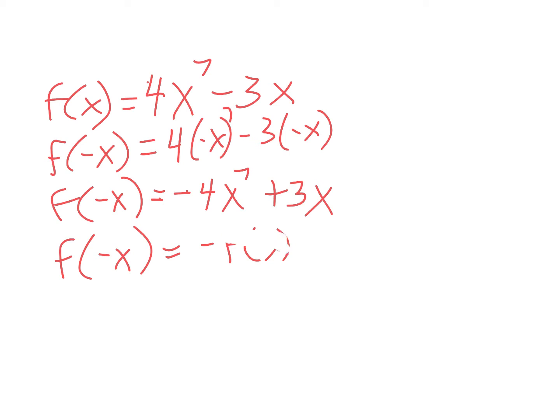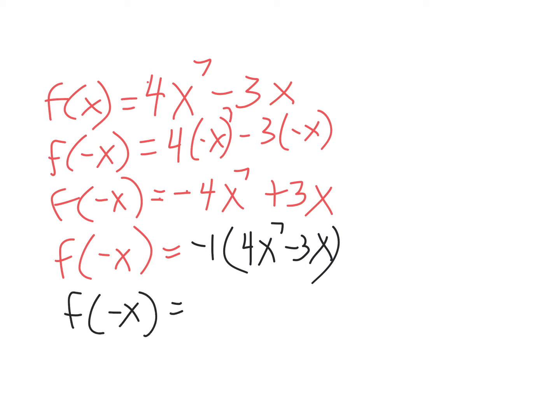Here's what you needed to do. You needed to factor out a -1. Who remembered to factor out a -1? Ooh, only a few of you would have got the point then. Because you'd have to factor out the -1 and show that when you factor out the -1, you now have f of negative x is equal to the negative and then the f of x.